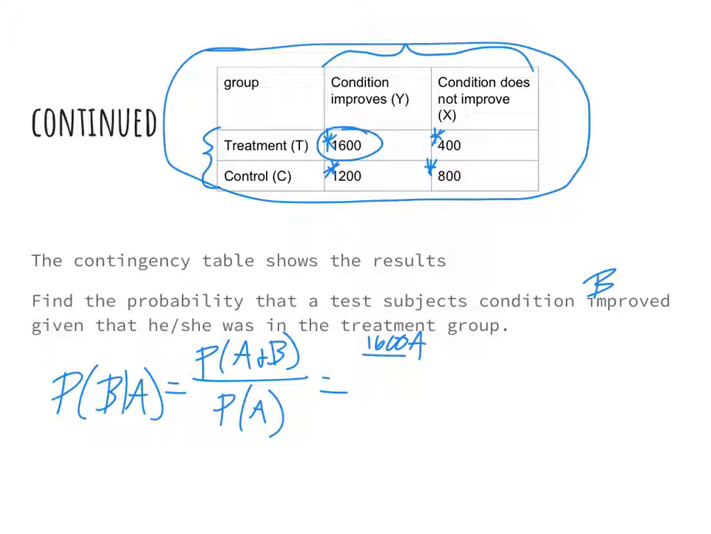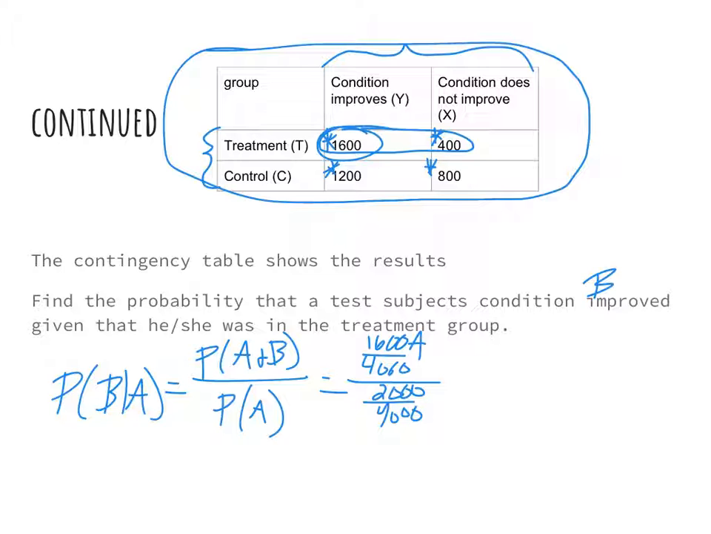And to find the bottom, we would have to add up all of these numbers together. 1600 plus 400 is 2000. 1200 plus 800 is another 2000, so it's out of 4000. The probability of A, we just want to know that they were in the treatment group. There are 1600 and 400, so that would be 2000 over, again, the total of 4000.